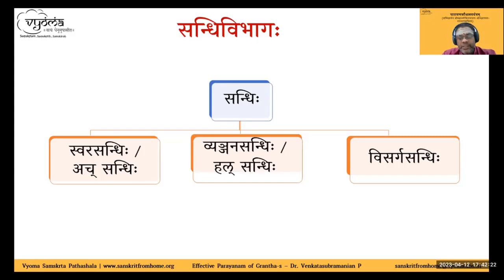Now, visarga sandhi can be a lopa, can be an adesha. Vyanjana sandhi can be an adesha or an agama. We will see which is agama, which is adesha. We will not worry about it now. We will get into the sandhi and we will understand whether that karya is adesha karya or agama karya or lopa karya.